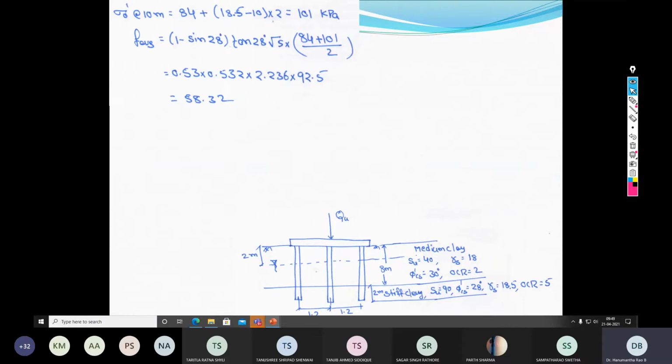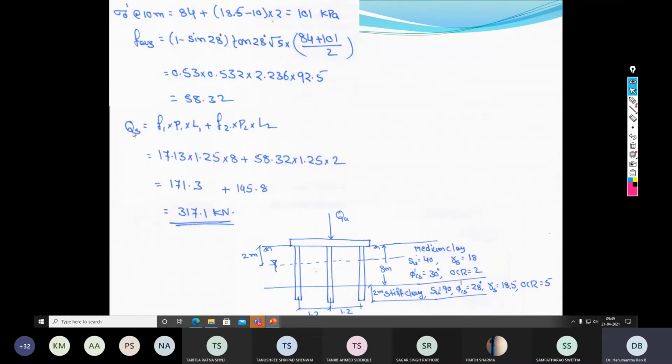Okay, so I now know F1 and F2. So straight away substitute in the QS equation. QS is F1 into P1 into L1 plus F2 into P2 into L2. So F1 is calculated as 17.13, P1 is 1.25 and L1 is 8 meter. Similarly, F2 we just now calculated as 58.32 and P2 is same 1.25 and length of the pile in the second layer is 2. So substitute and calculate. So what we get QS of individual pile is 317.1 kilonewton.